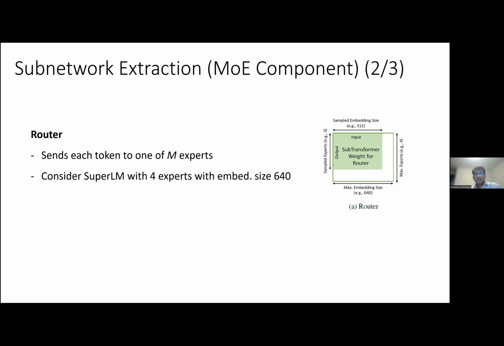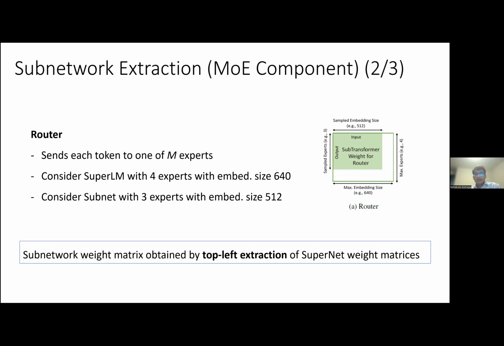So then the routing matrix dimension would be 4 times 640. Now, suppose we are extracting a subnetwork or a child model where we decided to sample 3 experts with an embedding size of 512. Again, we could do a simple truncation of the super language model. So from 4 times 640, we are going to extract a submatrix of dimension 3 times 512. And we could do this by simple top left or bottom left extraction, whichever you want to choose. So this is how you are going to obtain the router submatrix of the subnetwork from the super language model router matrix.